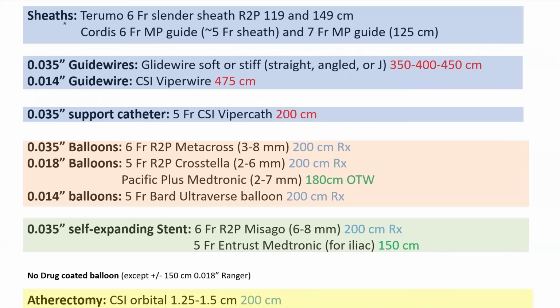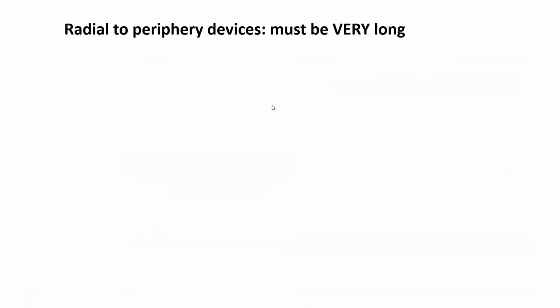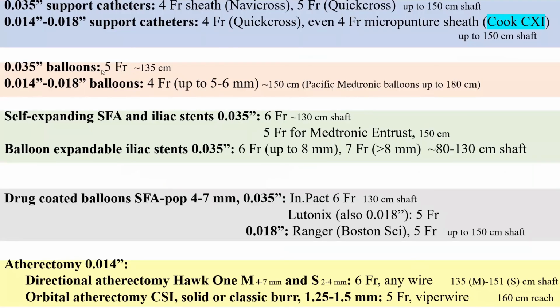When I started doing it, and I was, you know, one of the first to use routinely radial to peripheral access, instead of sheath, I used to use guide. The cord is 6 French multipurpose guide, which comes in 125 centimeter. That 6 French multipurpose guide is like a 5 French sheath. So you have to realize the limitation of what can I fit through a 5 French sheath.